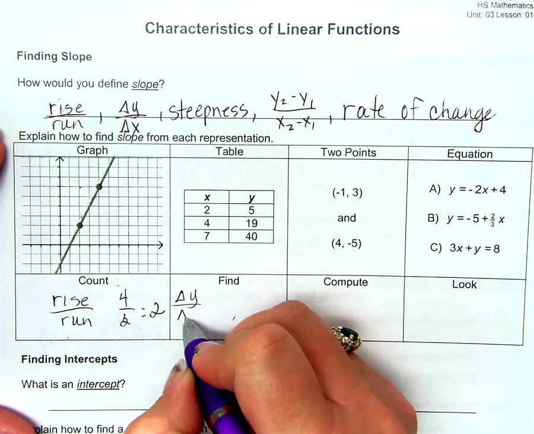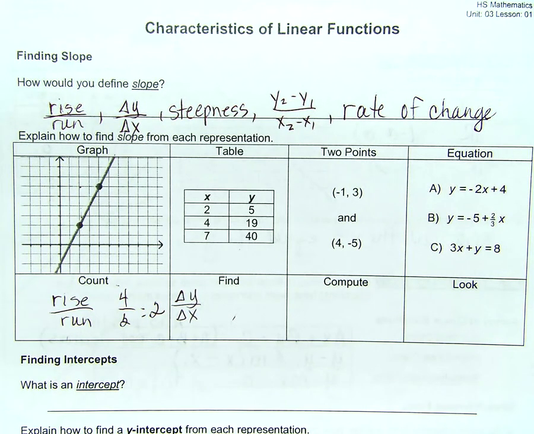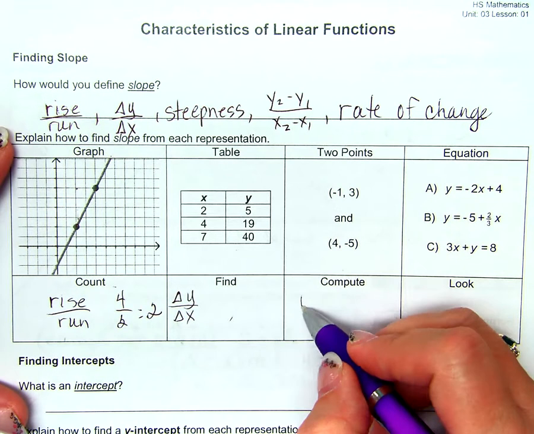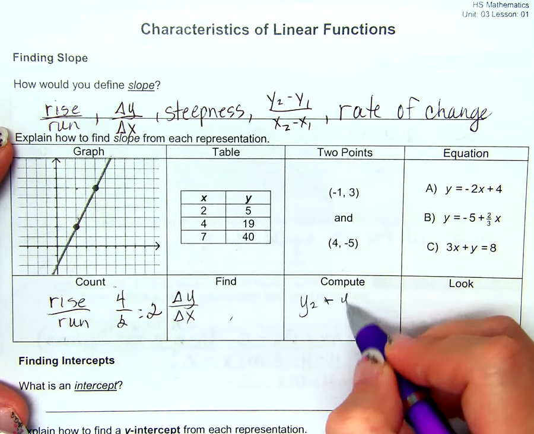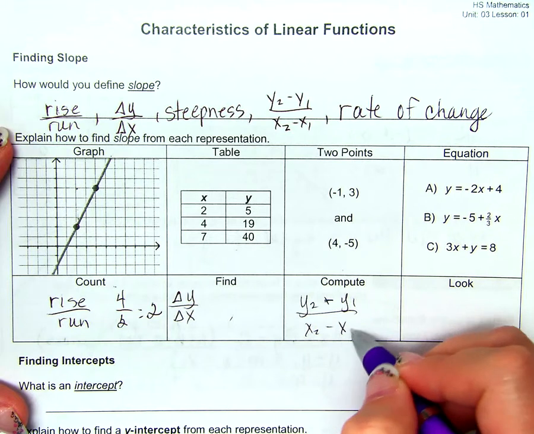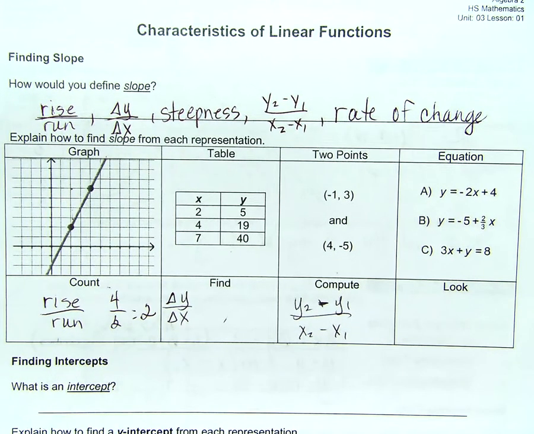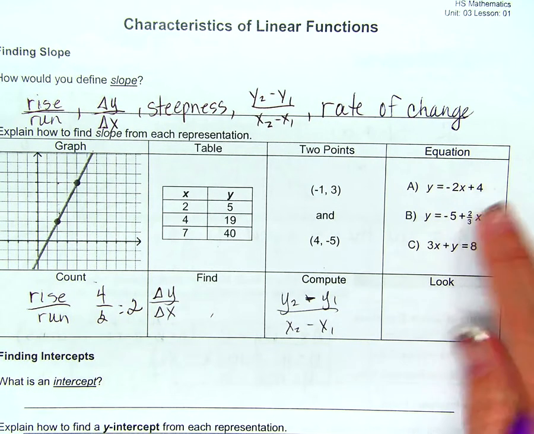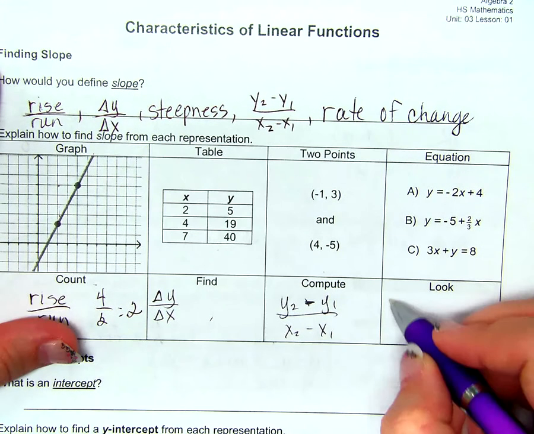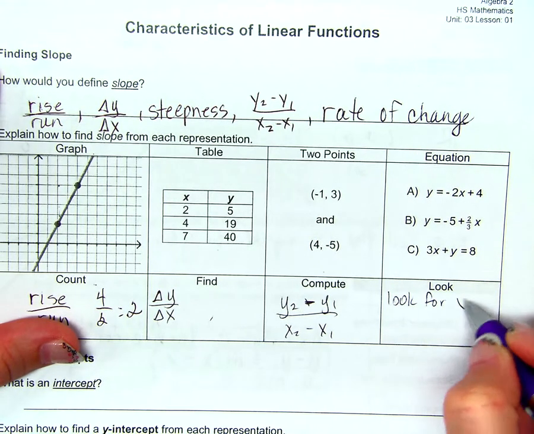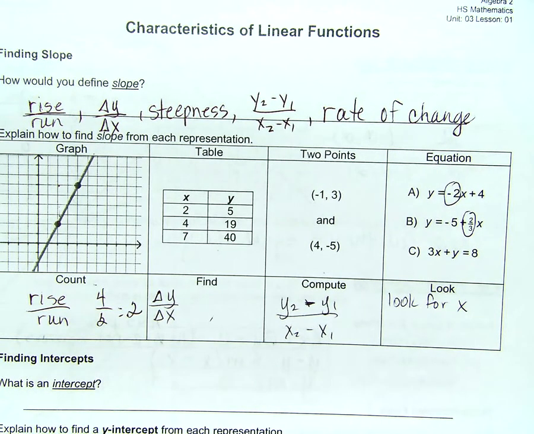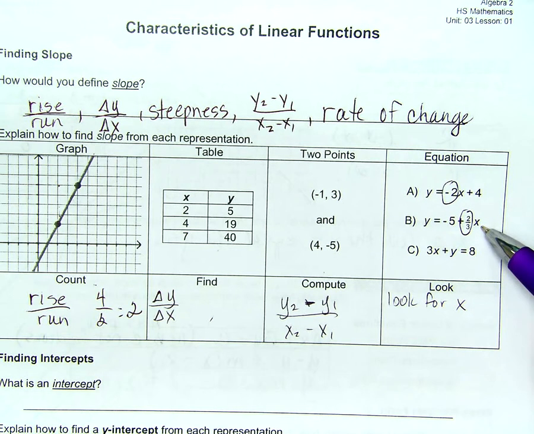So this is our change in y's over change in x's, right? Okay. What about 2 points? That's our formula, right? And what about our equation? Look. If it's in slope-intercept form like these first two, what am I looking for? Look for the x. There's my slope. There's my slope. Notice what I did not circle. What did I not circle? I did not circle the x. Okay?